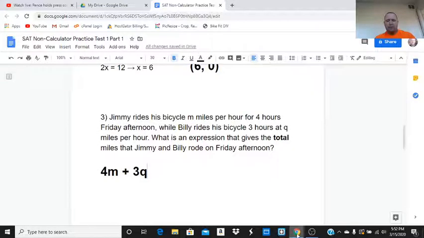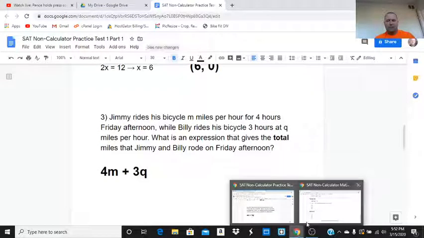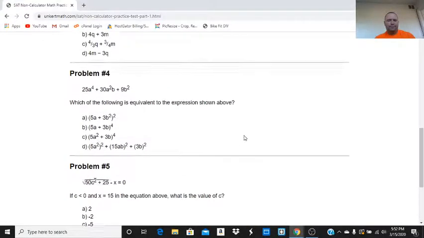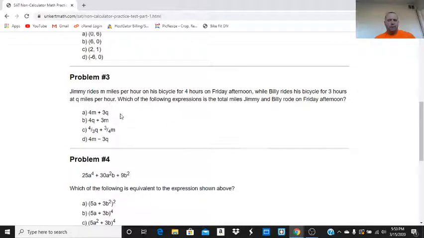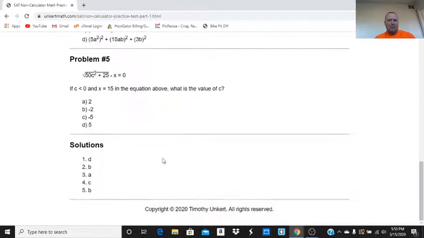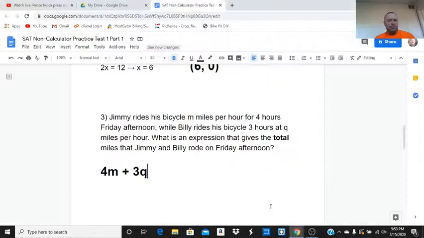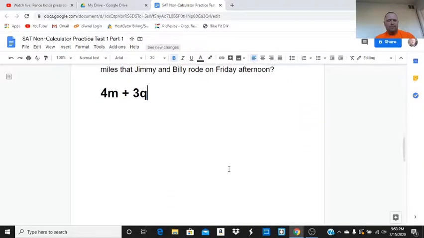So that's the expression that tells what both of them rode on Friday afternoon. 4m plus 3q. Okay, let's take a look back here. 4m plus 3q is A. Number 3 is A. Once again, we are correct. Awesome. Let's move on.